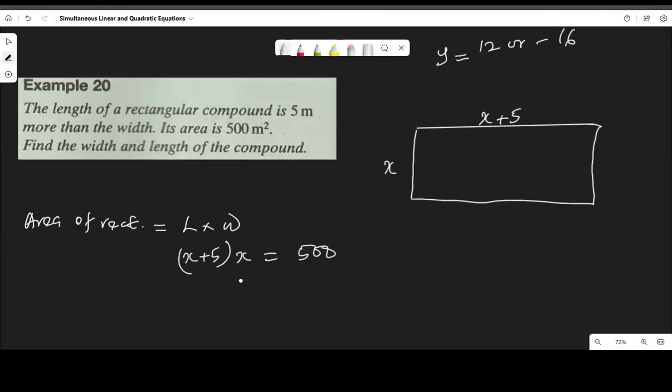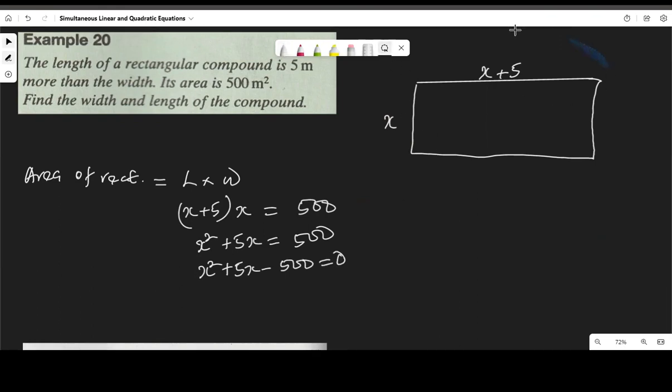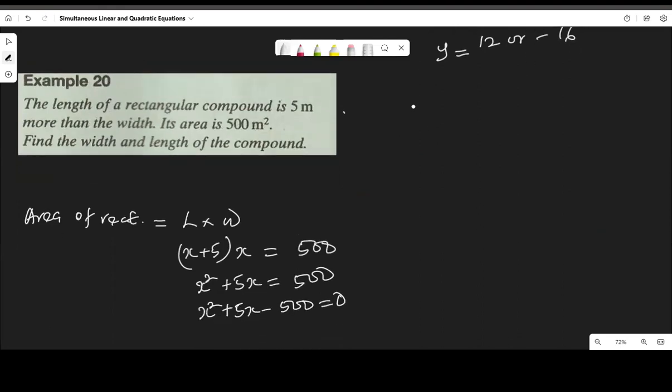So if we distribute this, x times x is x square, x times 5 is 5x, equal to 500. Forming a quadratic equation, x square plus 5x minus 500 equal to 0. Now that we have our quadratic equation, let's use the formula to make our work faster.